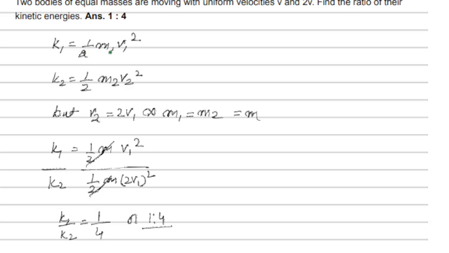The body 1 is half m1 v1 square, K2 is half m2 v2 square, but v2 has become double the velocity of the first one. V2 is 2v1, and we are assuming that they are equal masses. Here it is given equal masses. So if we make the ratio K1 divided by K2, half m will cancel out. V1 square will cancel out, but this 2 has to be squared, so it will become 1/4, or K1 by K2 will be equal to 1:4. But we can directly get it from the formula according to the changes we are making.